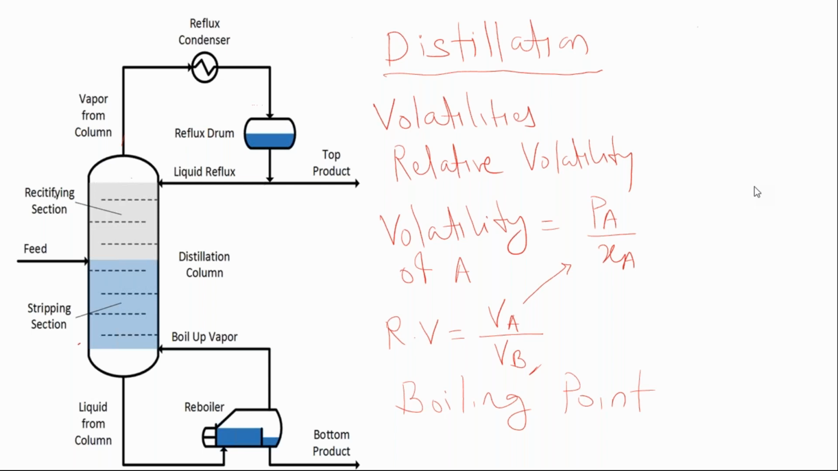So it is a separation process, the component separation process, basically on the basis of boiling point as well as on the basis of vapor pressure characteristics, or the volatility of the substances.